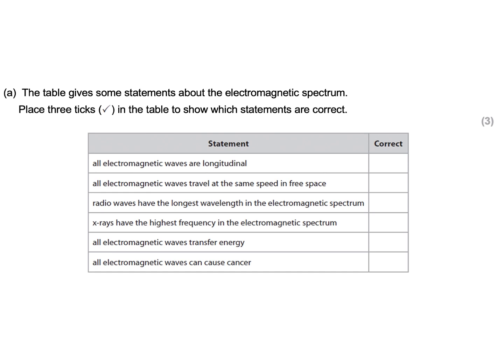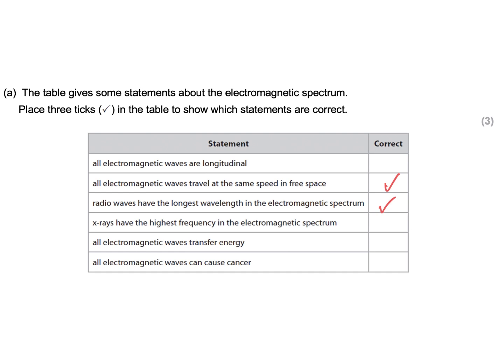All EM waves travel the same speed in free space. This is true. They all travel at the speed of light, so we can add a tick here. Radio waves have the longest wavelength in the EM spectrum. This is true. X-rays have the highest frequency in the EM spectrum. That is not true. Gamma rays do.